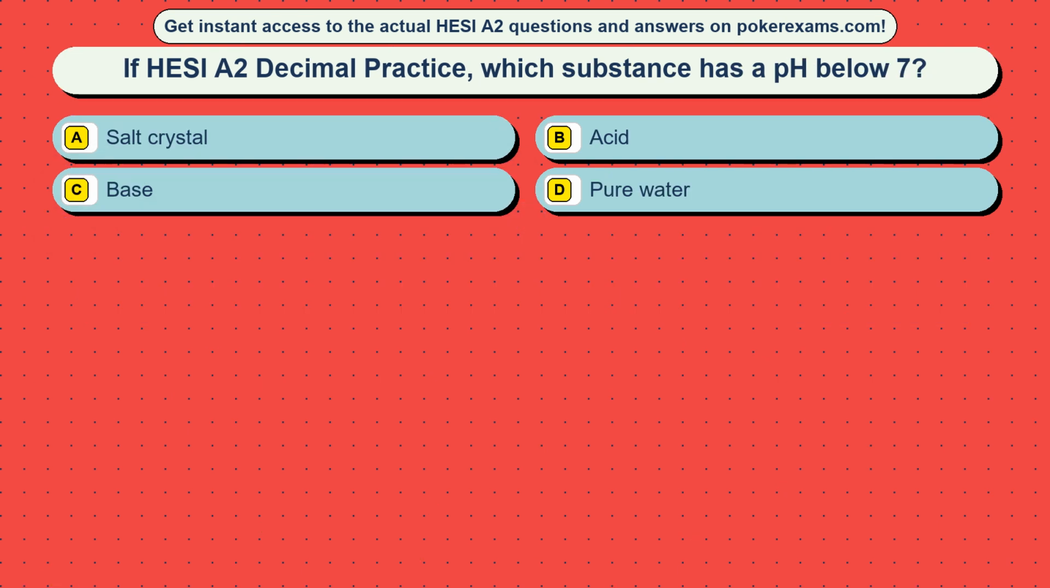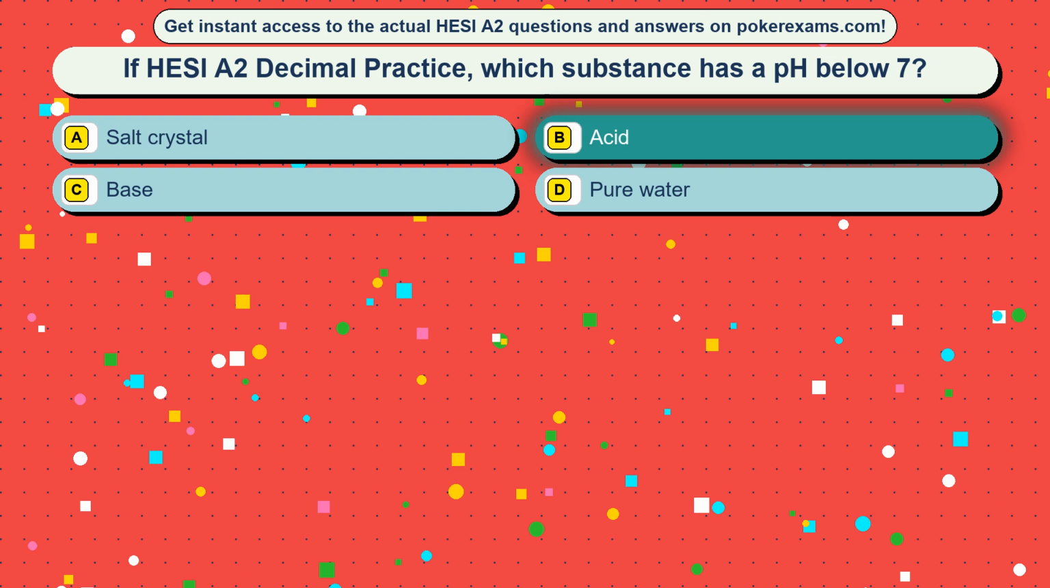Question 20. If HESI A2 decimal practice, which substance has a pH below 7? Option A, salt crystal. Option B, acid. Option C, base. Option D, pure water. The correct answer is option B, acid.